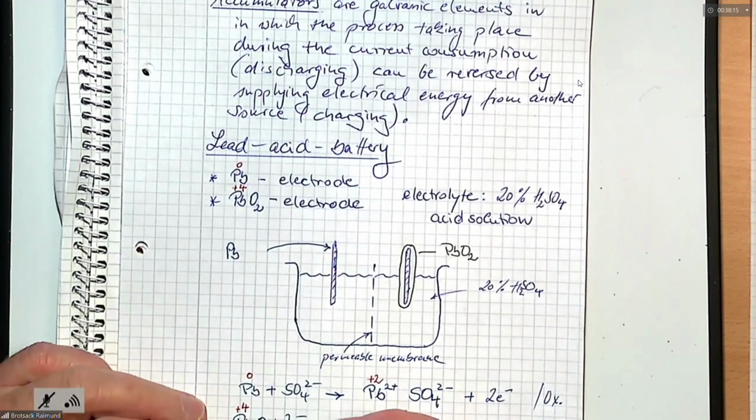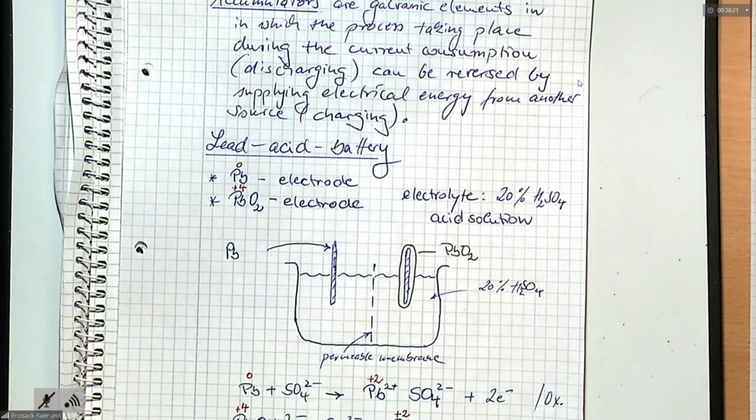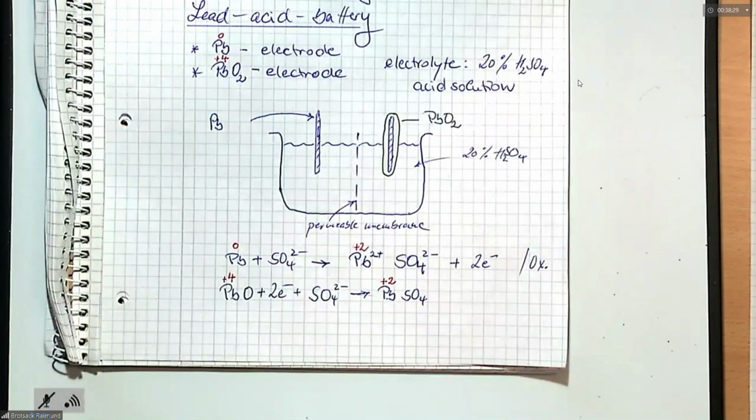And of course, we have the sulfate even here, SO4 2-. So we are in a very acidic environment. Now let's check. First of all, the charges, or electrons, are fine. We have +4 to +2, 2 electrons. But now when we look at the charges, we have 4 negative charges on the left side and no charge on the right. And we are in an acidic environment.